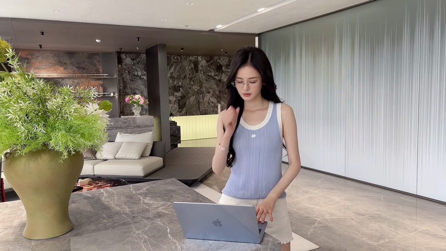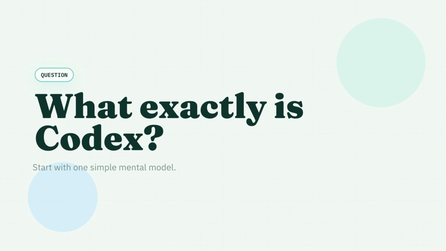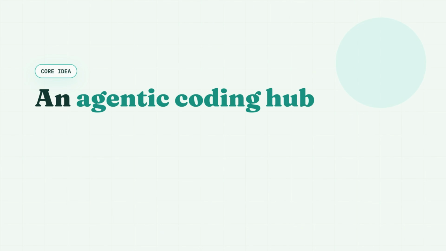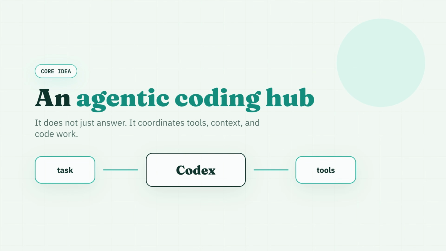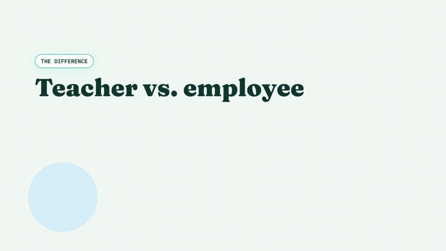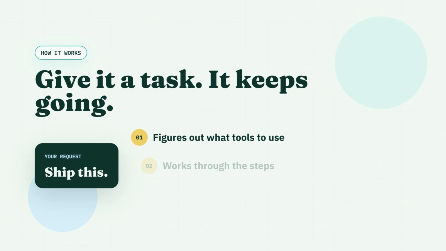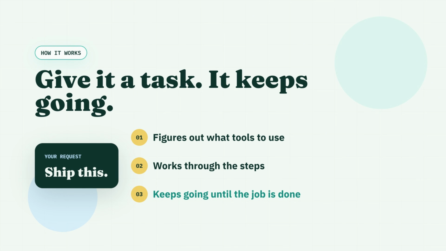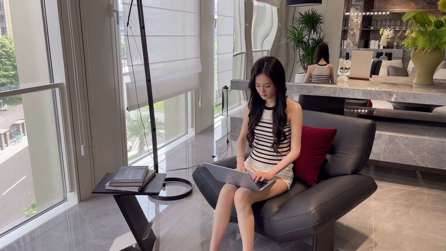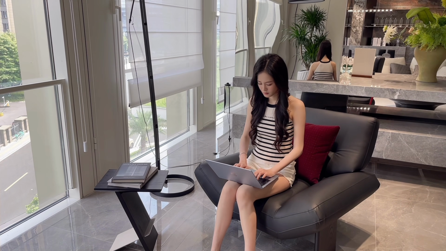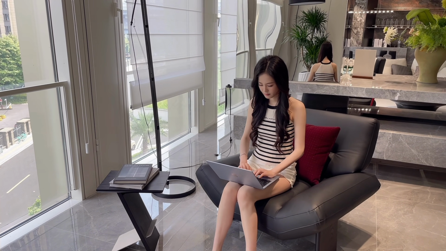So, first of all, what exactly is Codex? The simplest way to think about it is that Codex is an agentic coding hub that's very different from tools like ChatGPT or Gemini. They're like teachers. They can explain things to you, but they don't actually do the work for you. And Codex, you give it a task, and it'll figure out which tools to use and keep working until the job gets done. By the way, everything you're watching now was created with Codex through code.